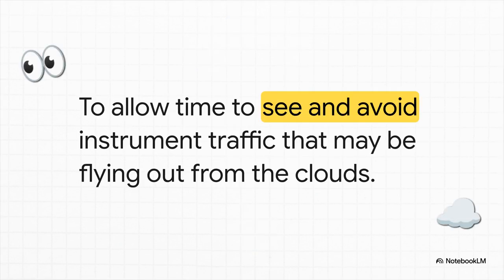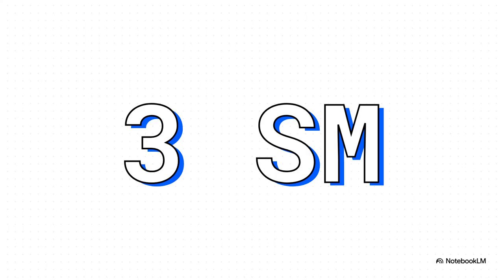Pilots who are flying on instruments can be inside those clouds, totally blind to the world outside. They can pop out of a cloud at any second. So these clearance rules, they're all designed to give visual pilots enough time and space to see that traffic coming and safely get out of the way. So, to fly visually in Class D airspace, the bottom line is you need at least 3 statute miles of visibility. If it's anything less than that, you are on the ground until that weather clears up.